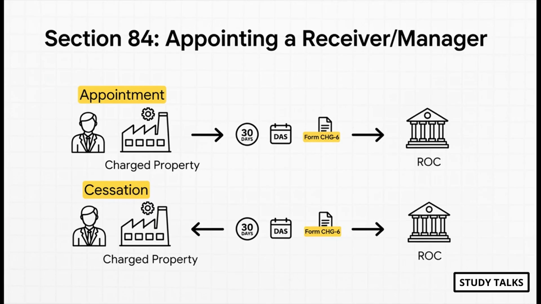If things get so bad that a receiver or manager is appointed to take control of a charged asset, you have to tell the ROC. You've got 30 days to do it using Form CHG-6. And you have to do the same thing when that receiver's job is done. It's all about making sure the public record reflects reality.